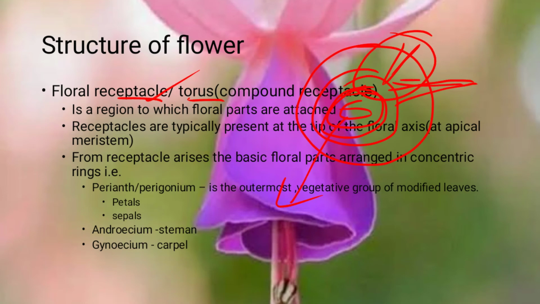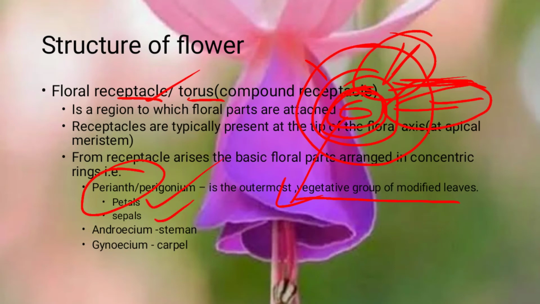These are usually vegetative parts, which include the calyx and the corolla. These vegetative parts which do not get involved in the gamete formation are called the perianth. The 2 outermost whorls of the flower are called the perianth. Perianth is a vegetative group of modified leaves which includes the petals and sepals. Petals together are collectively called the corolla and sepals together are collectively called the calyx.